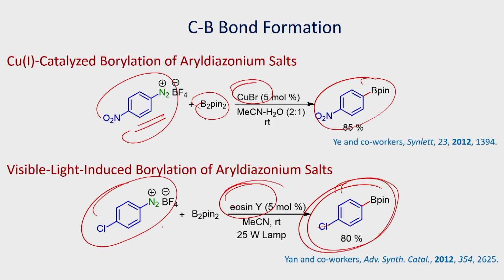You can see here, usually if you have the aryl halide, you have to react with butyl lithium. You have to make the lithium reagent, then react with the boron derivatives. Here you can directly react the diazonium salt with this phenol chalporine. In the presence of a photocatalyst, you will be able to make the boron derivatives.